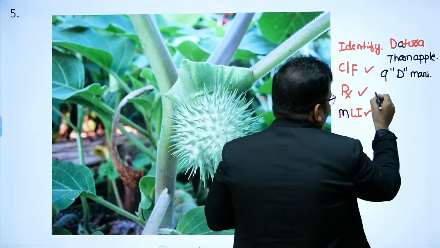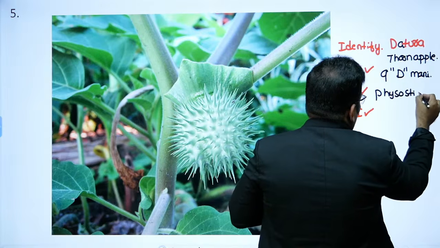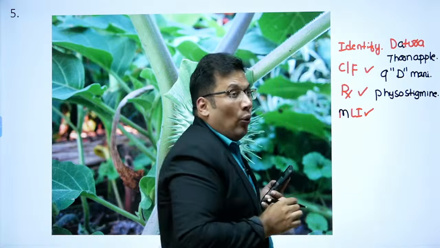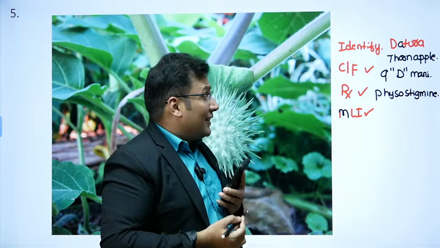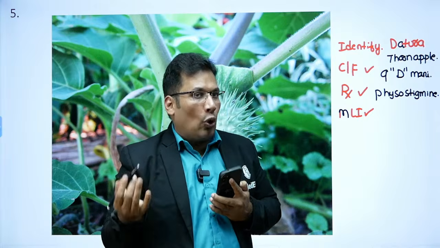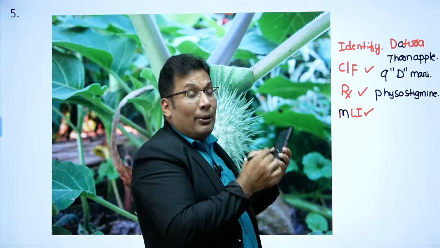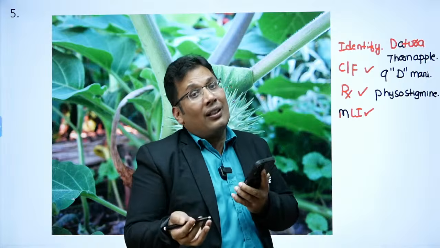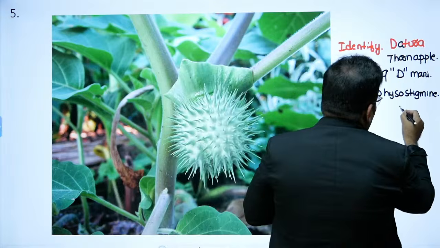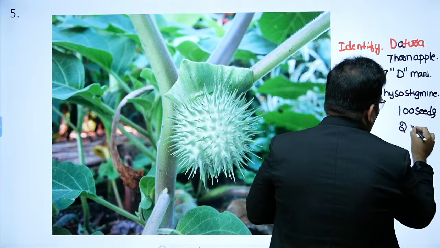Treatment is physostigmine. Why? Because Datura consists of hyoscine, hyoscyamine and traces of atropine. So the atropine antagonist is basically physostigmine. Physostigmine's most common complication is cardiovascular complications. The fatal dose is 100 seeds. The fatal period is 24 hours.